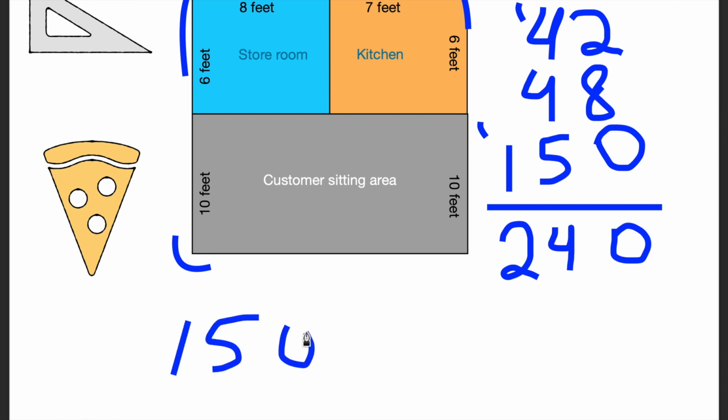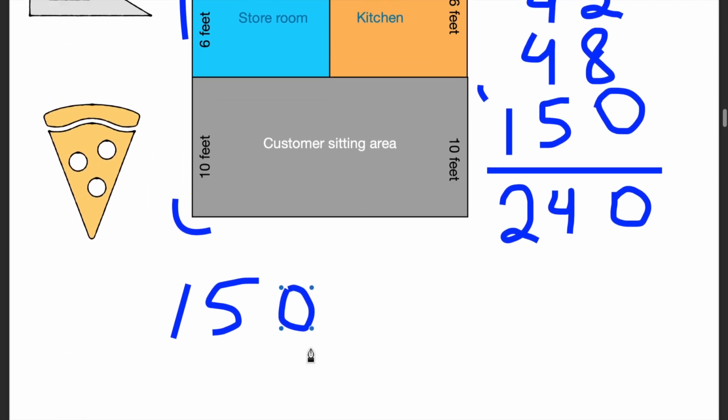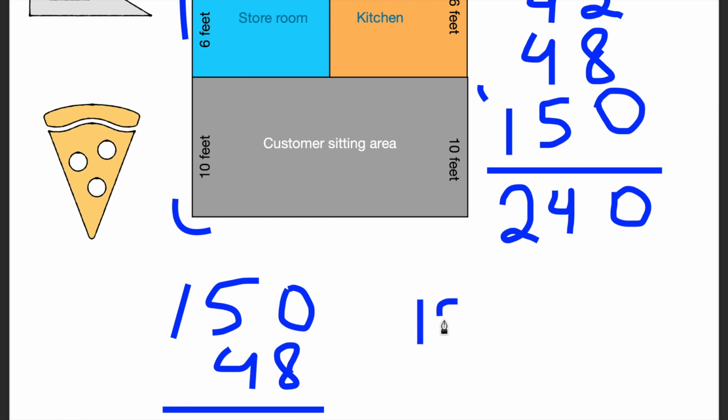So let's say he wants to do 150 plus 48. Well, 150 plus 48, we put this right here, and I put my answer over here. That's going to give us 198, if you can see that. That's going to give us 198 square feet.